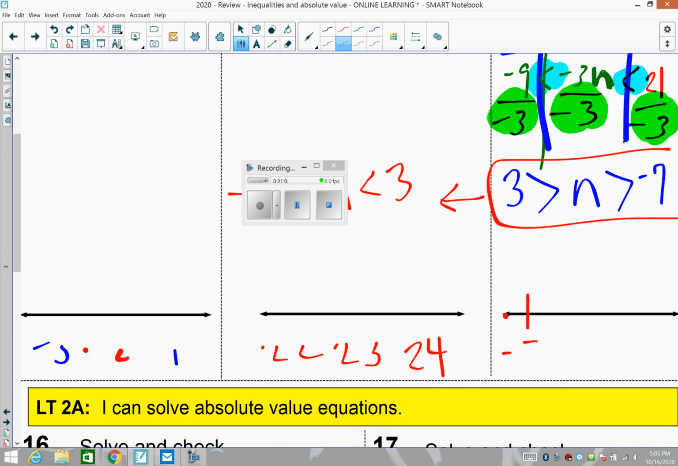So we end up with a negative 7 open circle. We end up with a 3 open circle, and we're talking about that n lives somewhere in between negative 7 and positive 3. So that would be your inequality that you solved and the graph for it.